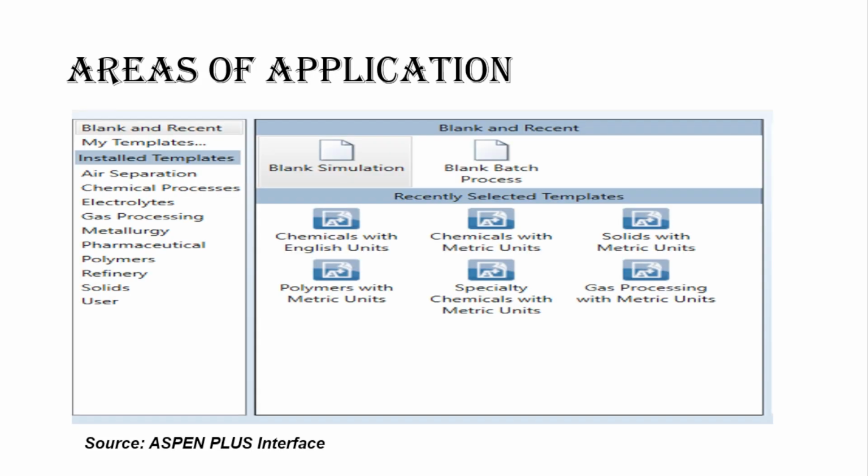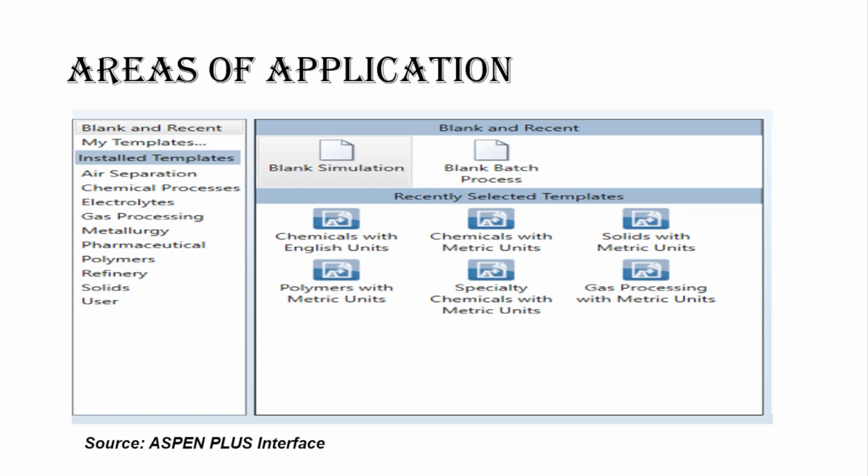So, areas of application. I just picked this from the Aspen interface. You can apply Aspen in air separation, chemical processes, and gas processing. For example, if you want to sweeten a gas or dehydrate a natural gas, you can use it. You can also use it in metallurgy, pharmaceuticals, and polymers. Maybe you are thinking, chemical engineering and pharmaceuticals? Yes, it's possible.